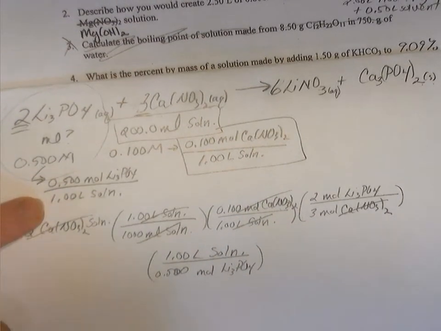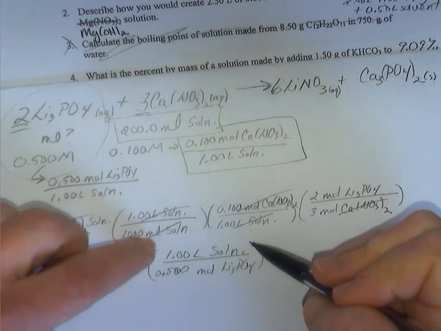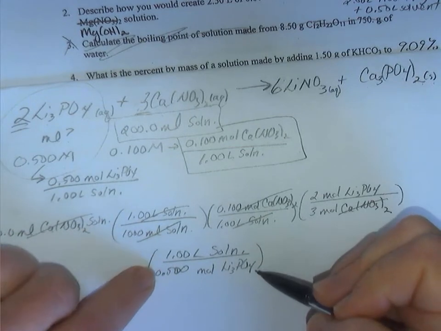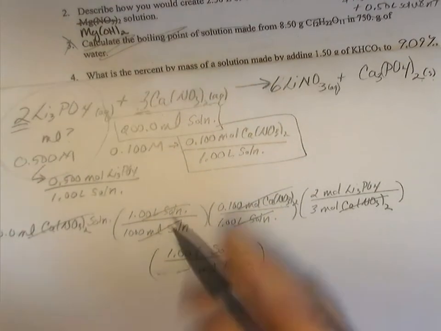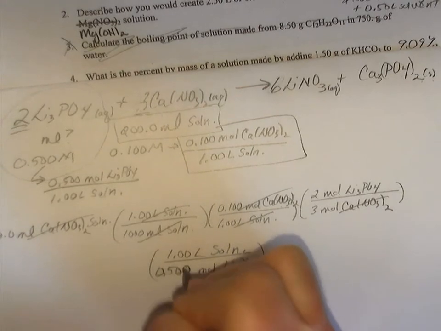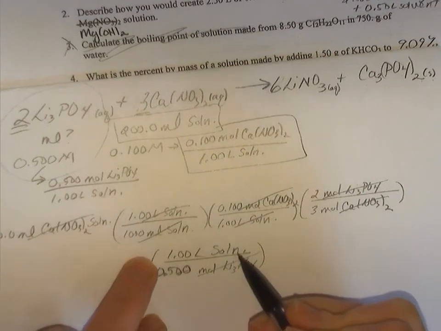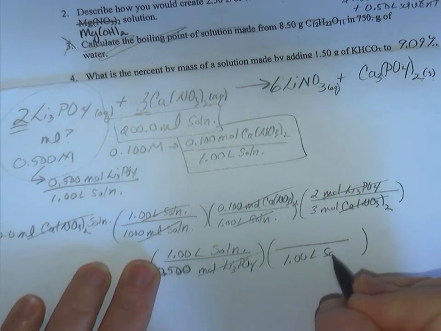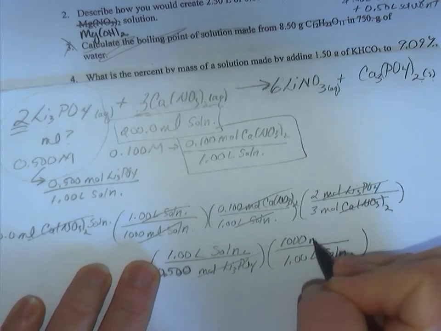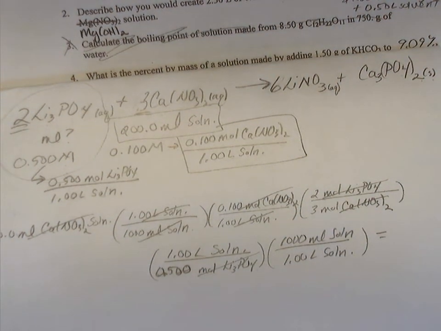Now remember, as long as it is a true relationship, it doesn't matter if the mole is on top and the liter is on bottom, or vice versa. You are interpreting a true fact that you were given in the problem. I just want to rewrite that so it's nice and clear. 0.500. There we go. Okay, so that will cancel moles of lithium phosphate, and I'm almost there. I don't want my answer to be in liters. I want my answer to be in milliliters.